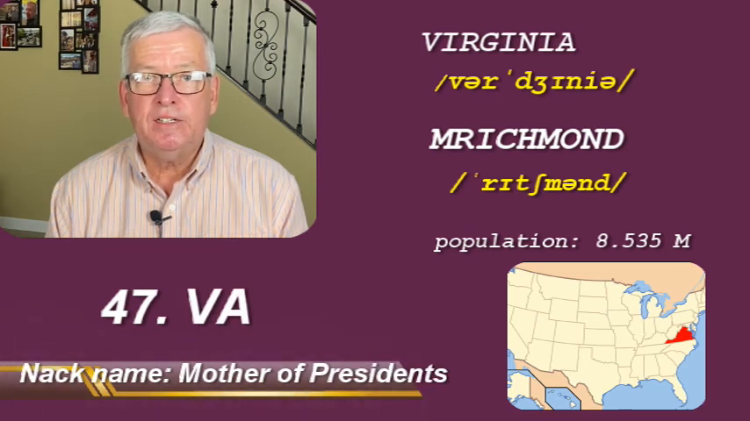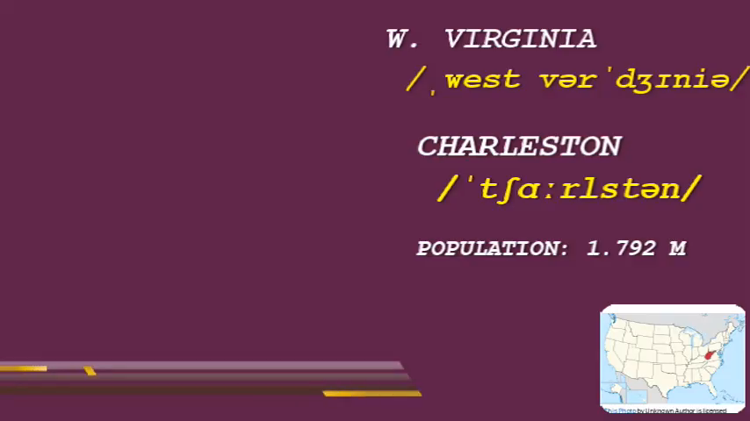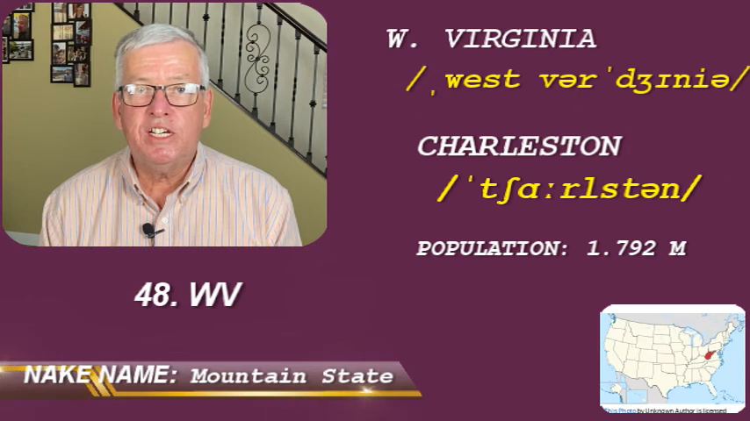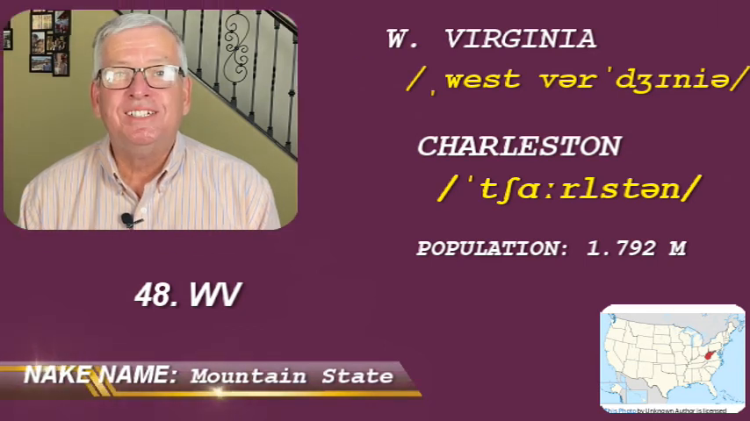Virginia. The capital city is Richmond. Number 48 is West Virginia. The capital city is Charleston.